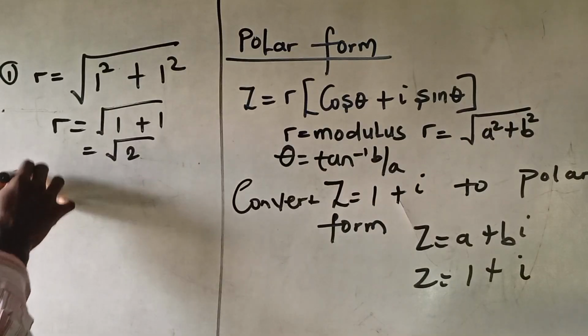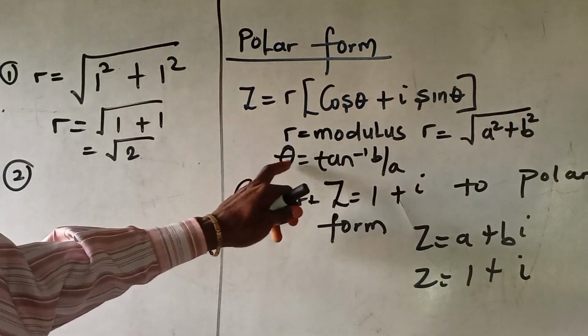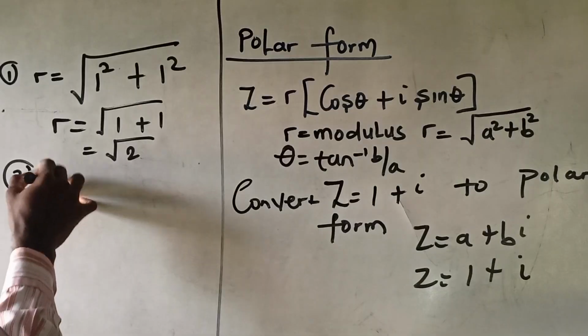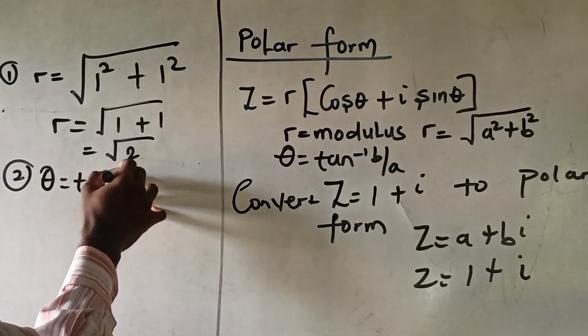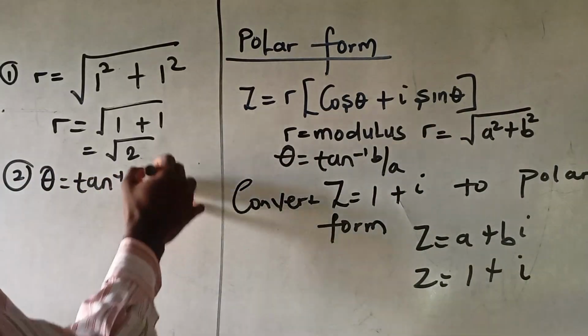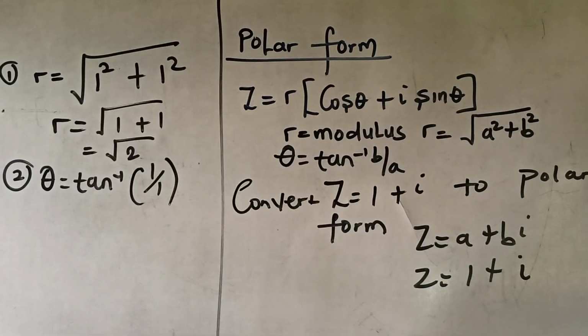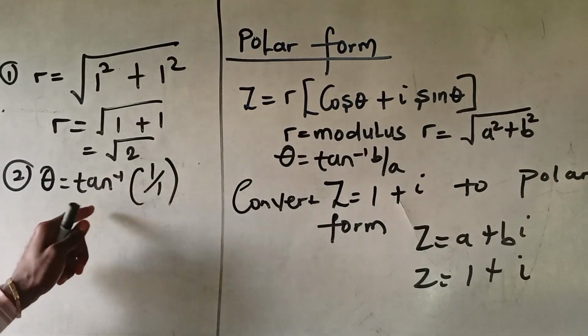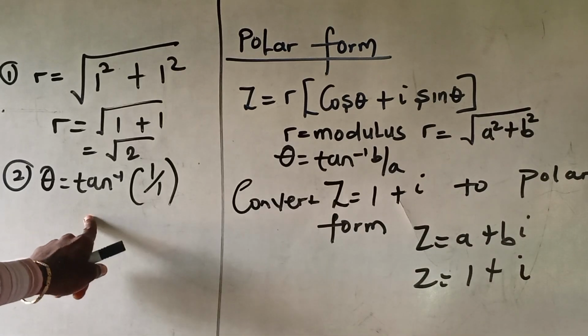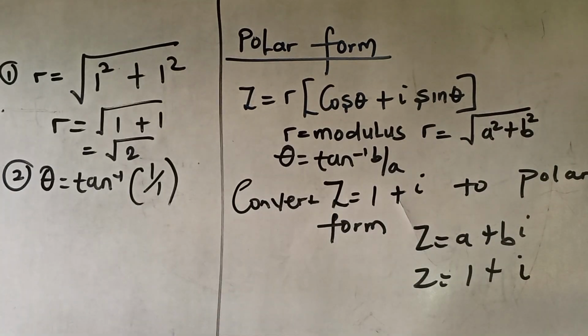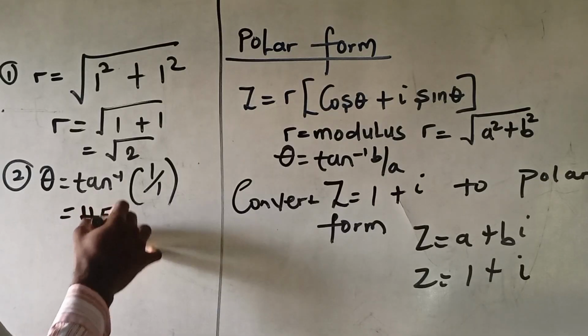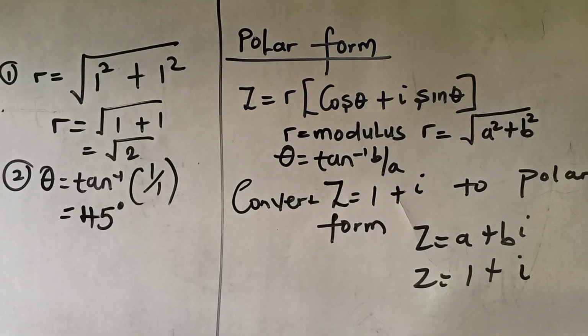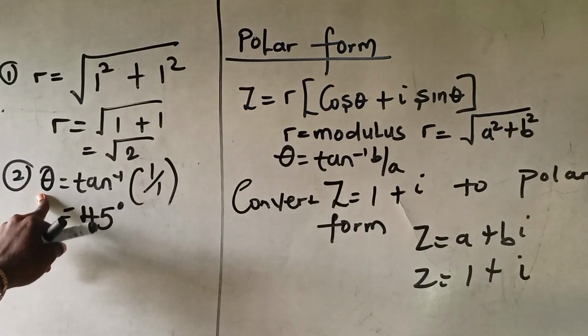Then step 2 is for us to look for theta, that is the amplitude. Theta is equal to tan inverse of B all over A. So B all over A is what? 1 divided by 1. To press tan inverse in your calculator, press shift and tan. When you press this, you see that you have 45 degrees. So we are done, because polar form consists of just 2 steps: one is the modulus, two is the amplitude or the argument.